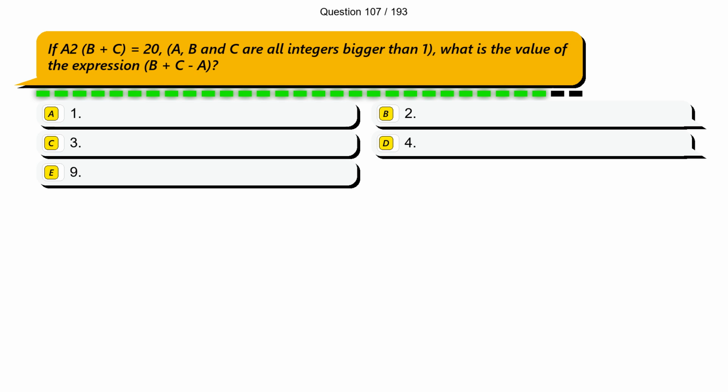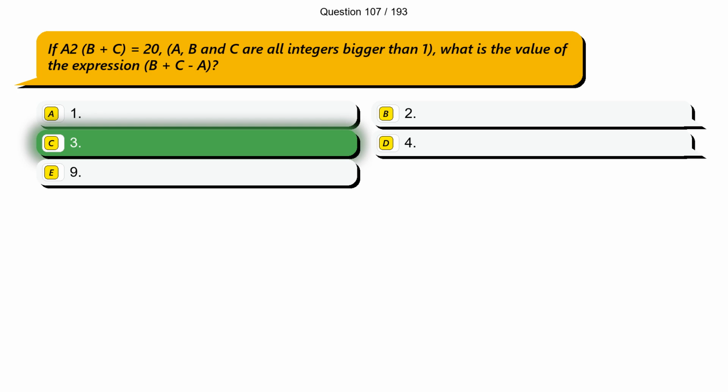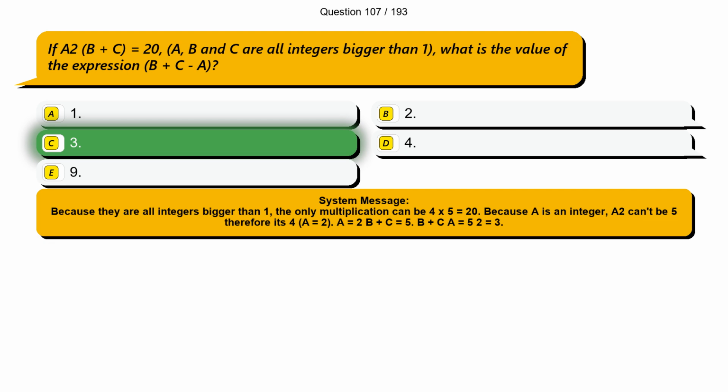Question 107. If a2, b plus c, equals 20, and a, b and c are all integers bigger than 1, what is the value of the expression, b plus c, a? Option A, 1, option B, 2, option C, 3, option D, 4, option E, 9. The correct answer is option C, 3. Because they are all integers bigger than 1, the only multiplication can be 4 times 5 equals 20. Because a is an integer, a2 can't be 5, therefore it's 4, a equals 2, b plus c equals 5, b plus c, a equals 5, 2 equals 3.